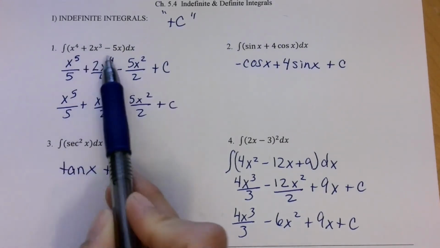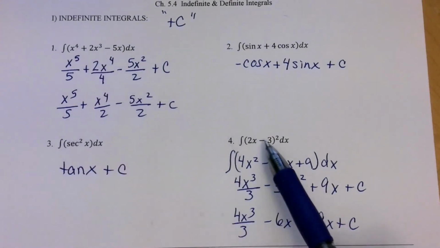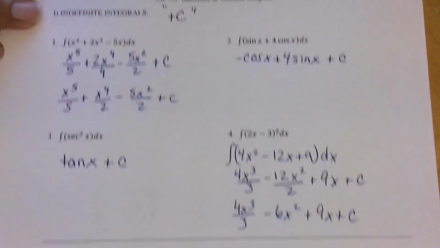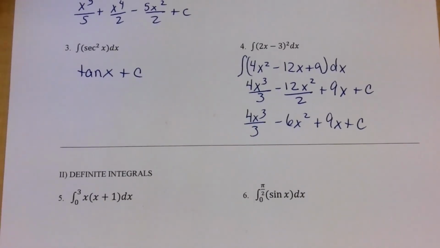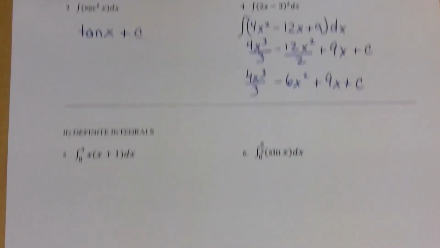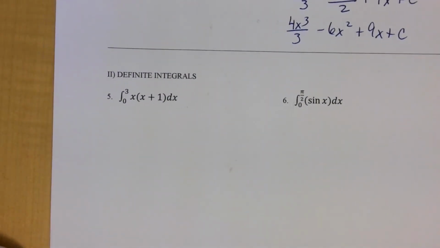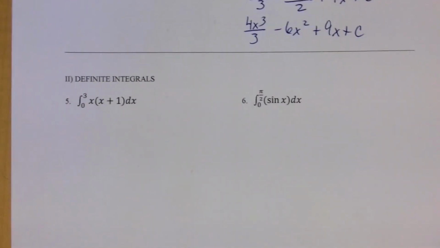So you saw an example of a polynomial that you had to expand out first, and then 2 trig examples. All right, the last thing we're going to look at today are definite integrals. And you guys have seen these before. You did this in the last unit in chapter 5.3. So we're just kind of reinforcing what you learned in 5.3.